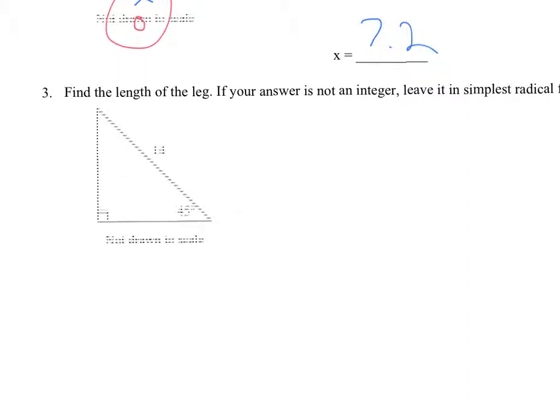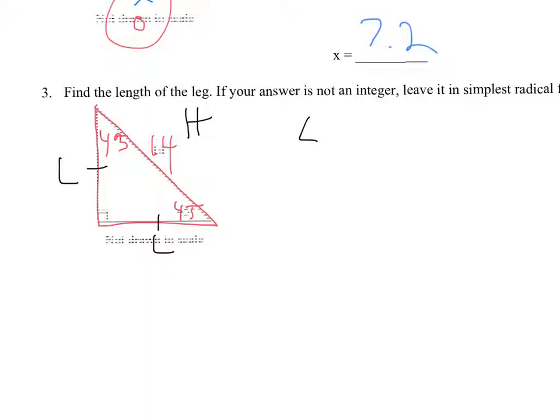All right, number 3. Special triangle. Notice it's 45 degree. That means we have a 45, 45, 90 triangle. 14. Now 14 is my hypotenuse. Now I don't have a short leg or a long leg because my legs are congruent to each other.